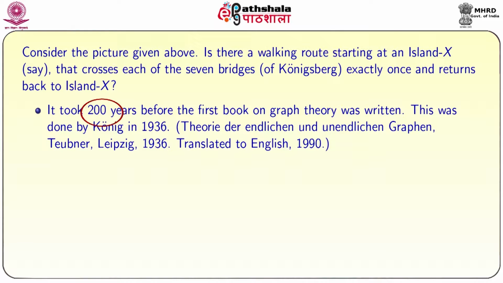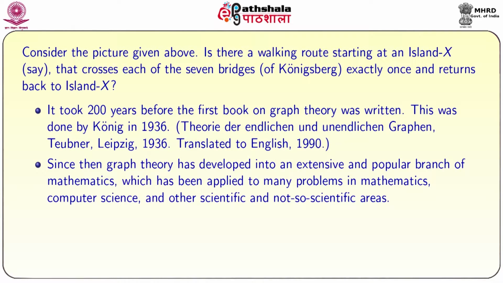So it took 200 years before first book on graph theory was written. This was by König in 1936. Since then, graph theory has developed into an extensive popular branch of mathematics which has been applied to many problems in mathematics, computer science and other scientific and not so scientific areas.